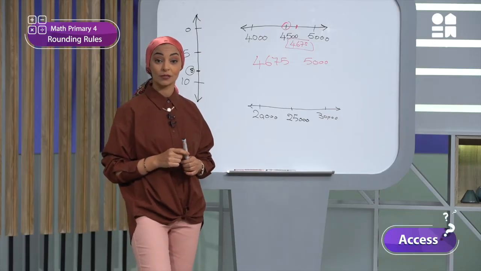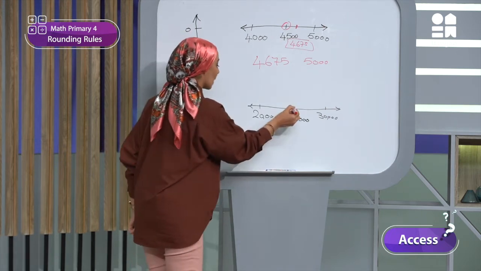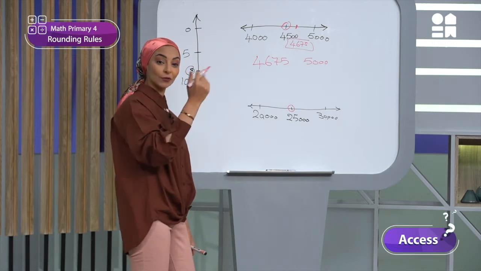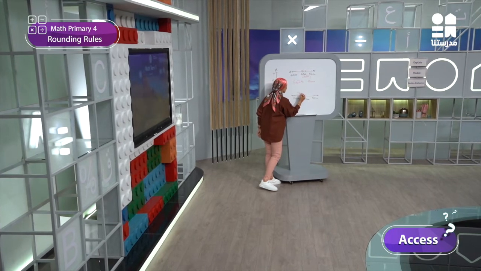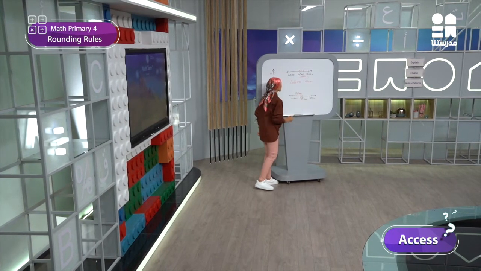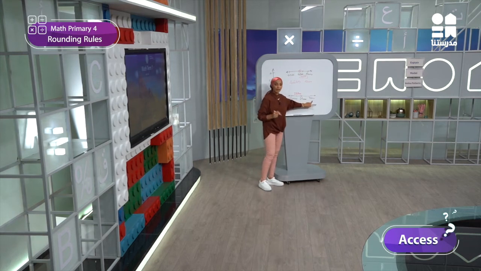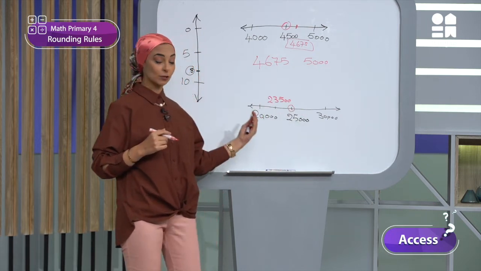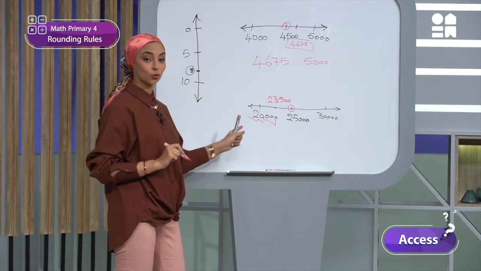Now, if I ask you about the point 23,400, yes, 23,400. Is 23 before the midpoint or after the midpoint? Yes, 23 is before the midpoint. So, for example, it can be here. 23,400. So, is it closer to 20,000 or 30,000? As we said before, since the point is before the midpoint, it will be closer to the smallest number, or 20,000.